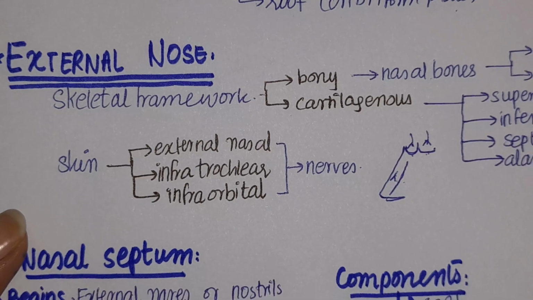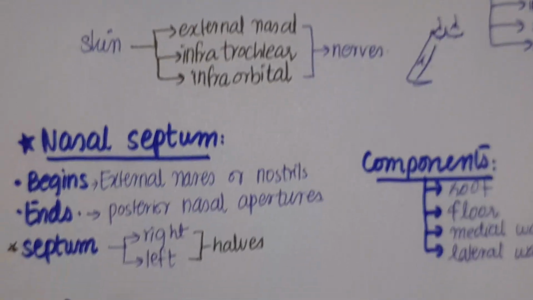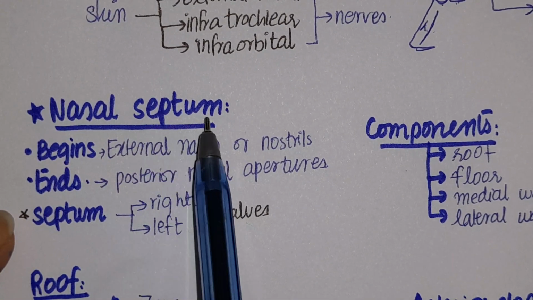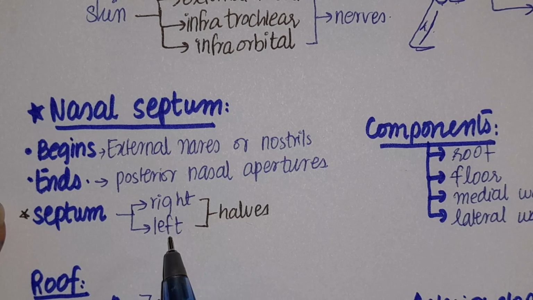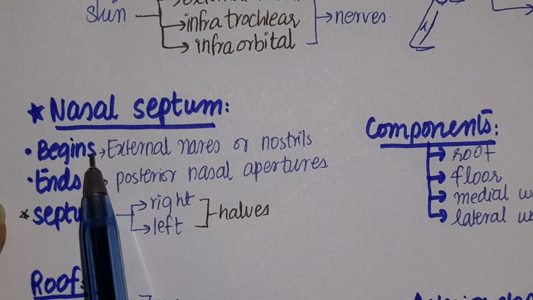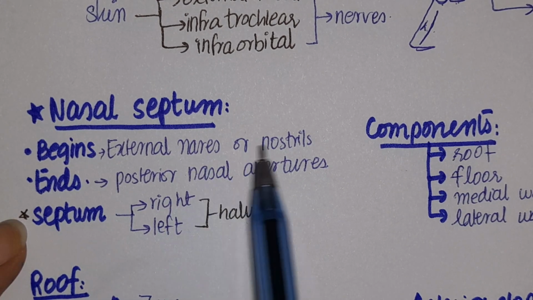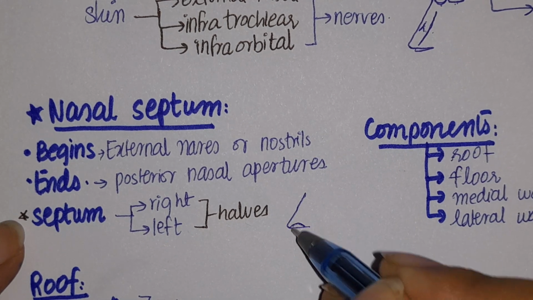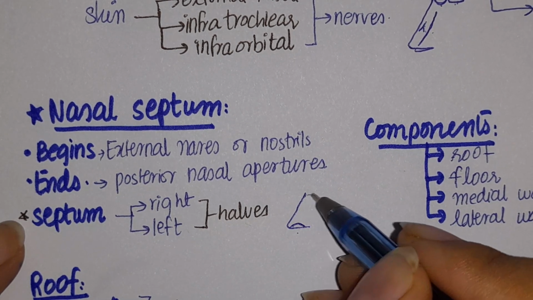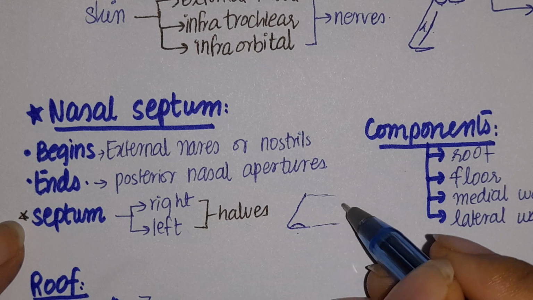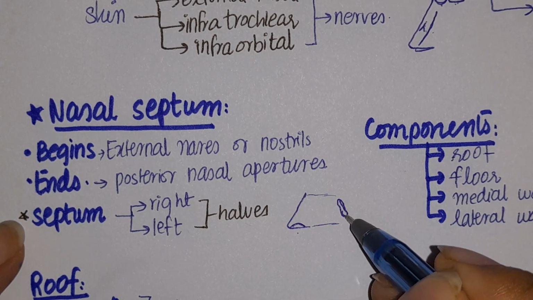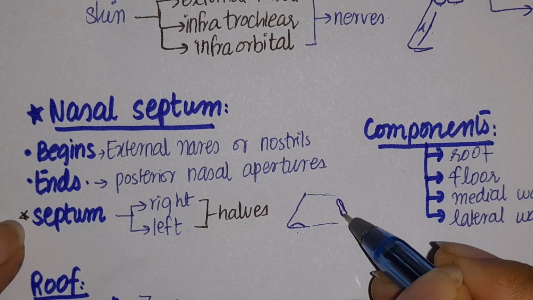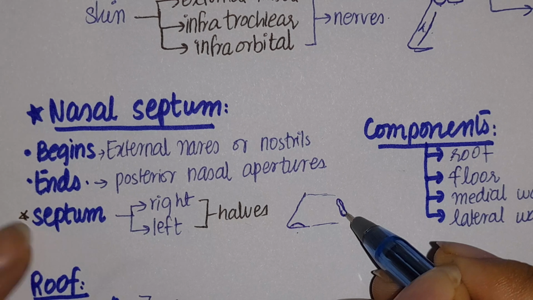Now we will come to the nasal cavity. The nasal cavity is actually divided by the nasal septum into right and left halves, and the nasal cavity begins at the external nose or nostrils. So this is our nose. At this region we have the external nose or nostrils, and the nose goes behind, and then it ends at this level, which is known as the posterior nasal aperture, or also known as the choana.